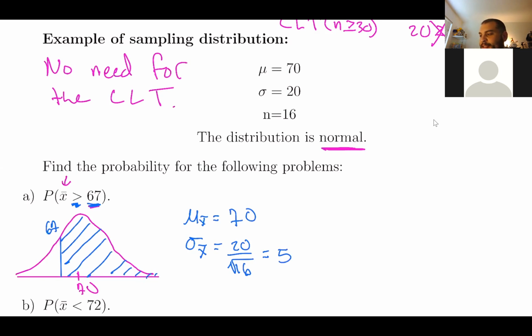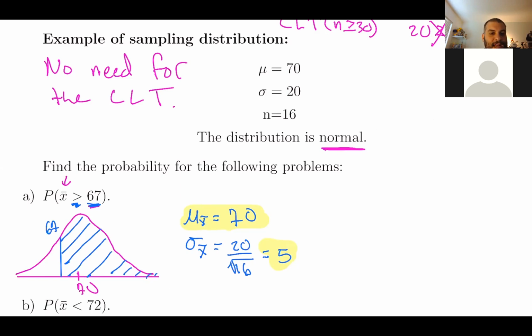So now when ClassCalc or your TI-83 asks you for the mean and standard deviation, this is what you're going to use for the mean, and this is what we're going to use for the standard deviation. We're not going to use 20 anymore. We're going to use 5 because since we have a sample size bigger than 1, you always have to adjust your standard deviation. Our standard deviation of the sampling distribution is 5.